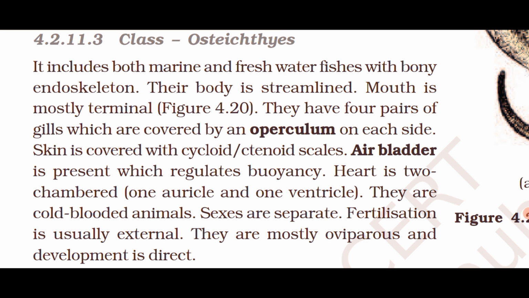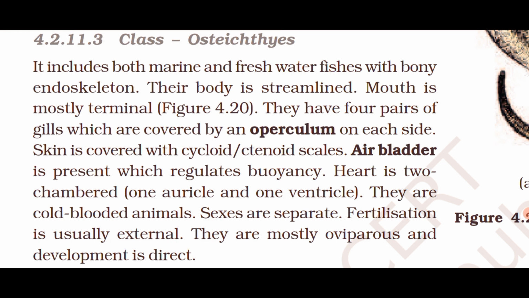4.2.11.3 Class Osteichthyes. It includes both marine and freshwater fishes with bony endoskeleton. Their body is streamlined. Mouth is mostly terminal. They have four pairs of gills which are covered by an operculum on each side. Skin is covered with cycloid or ctenoid scales.